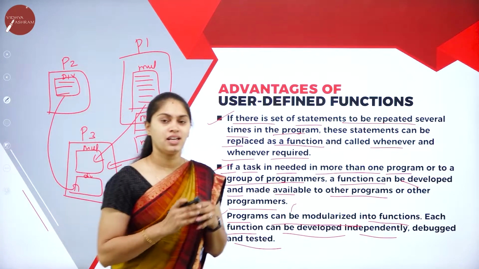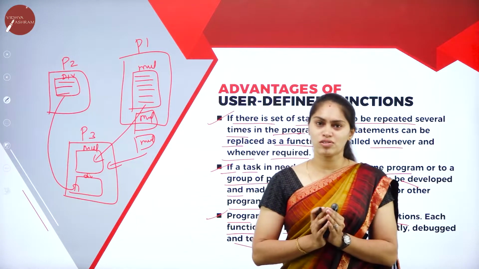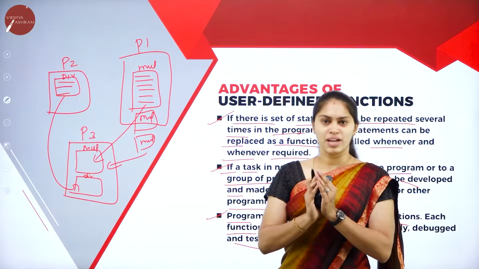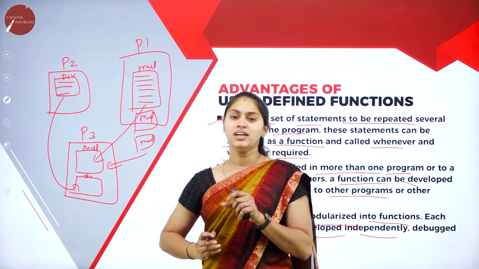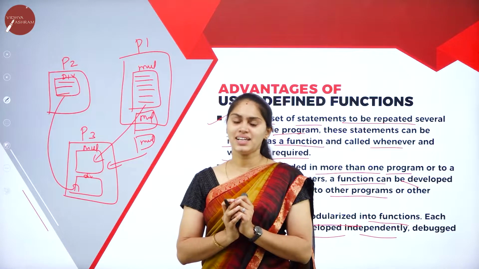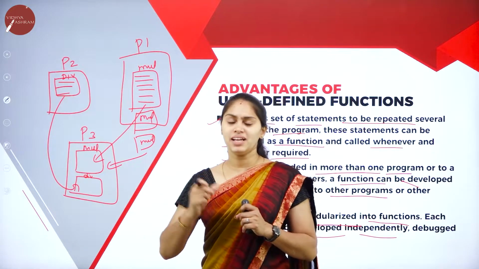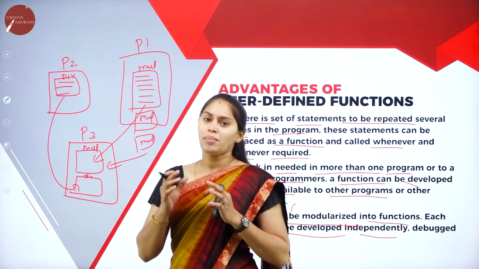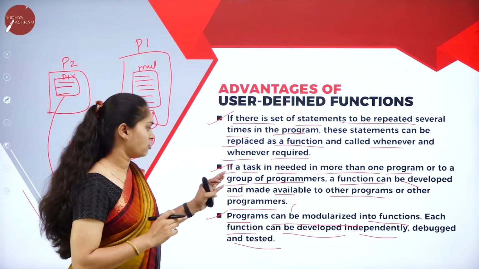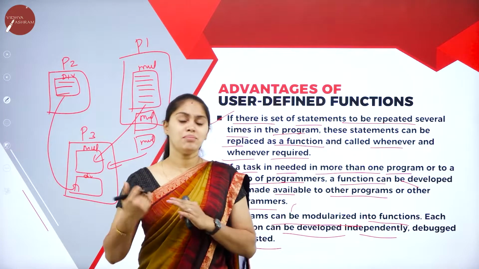What does it mean? So instead of writing this as 100 lines of code, I will just make it into two groups. That means multiplication of two numbers and division of two numbers. At that time, I can get two functions, one is multiplication and another one is division. So by making use of user-defined functions, it is possible to have modularization in my program.